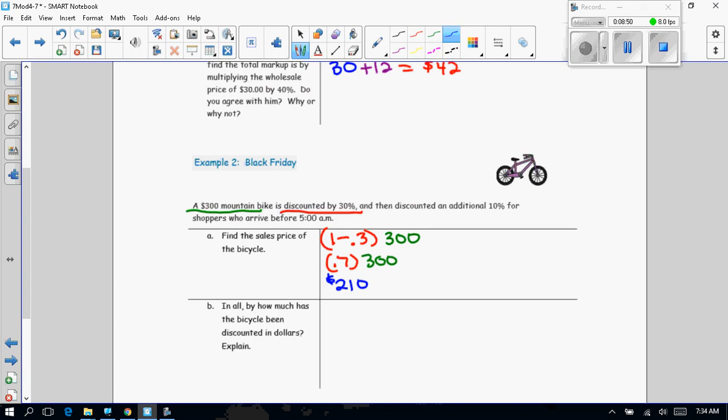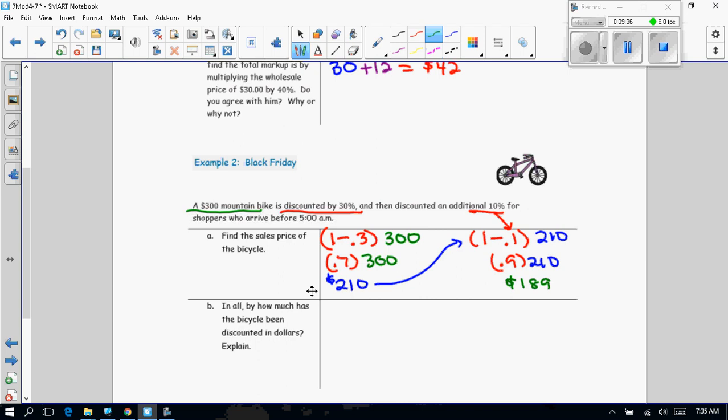But if I get there early, I get an additional 10% off. So now I'm going to take this one here. That is now my new starting value. And I'm going to take an additional 10% off. So 1 minus that 10%, times that $210 that I'm going to pay just by being on Black Friday. And now that additional discount. So now I've got 0.9 times $210. And I am going to end up paying $189. Woohoo! That's not bad, right? That is not bad.